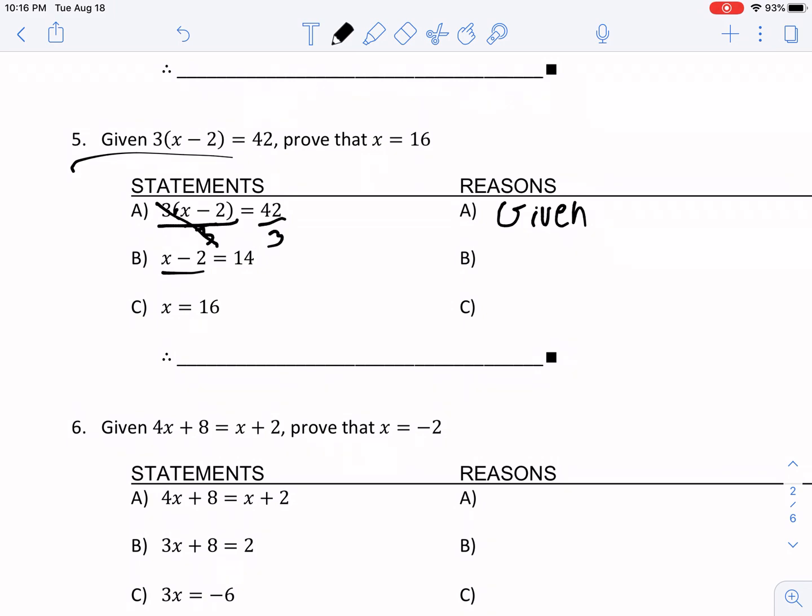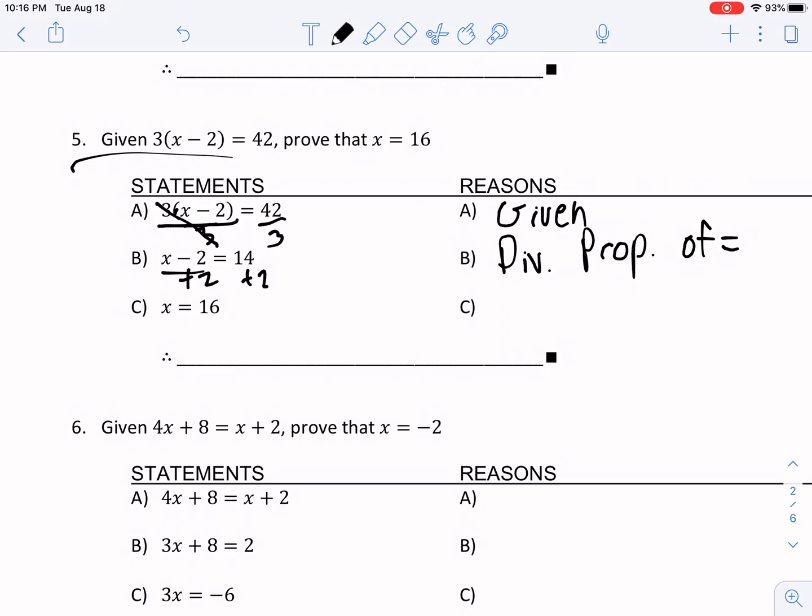Now, what property did we use that allowed us to do that? The division property of equality. The division property of equality says I can divide the same thing to both sides and still maintain equality. Last one here. How would we get x minus 2 equal to 14? Get the x by itself? Well, we'd have to add 2 to both sides, right? Add 2, and that's where this 16 comes from.